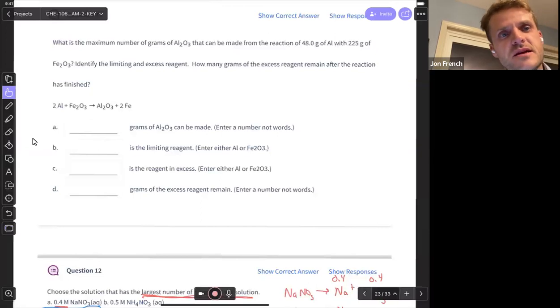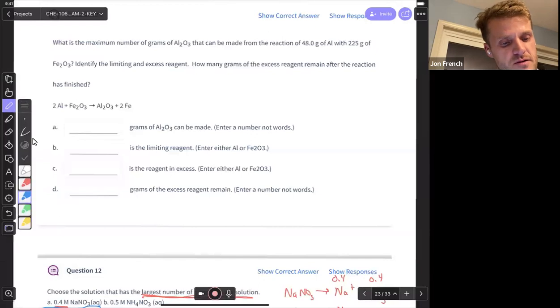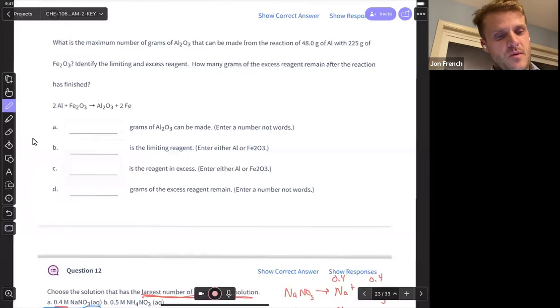You'll definitely have a limiting reagent problem on the exam. You might have to find how many moles or the mass that's made from that. You're not going to have to do all of these steps. This would be 2 separate questions on the exam because it's too involved for a regular exam question. All right, so I've got 48 grams of aluminum and I've got 225 grams of iron(III) oxide.